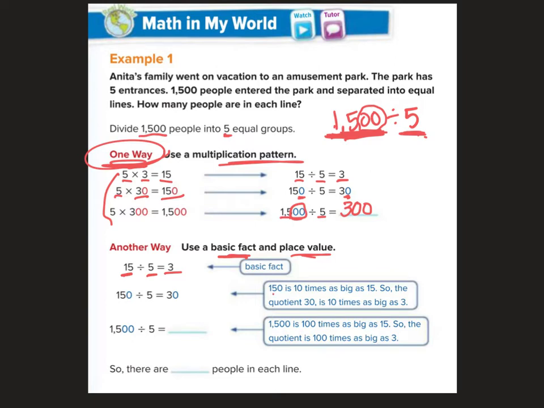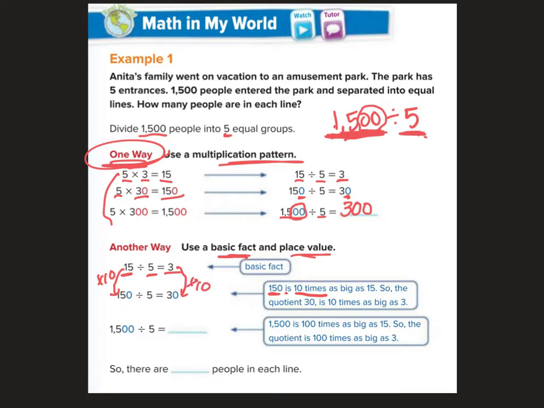Okay, 150 is 10 times as big as 15, right? When I multiply 15 by 10, I get 150. So the quotient, 30, is 10 times as big as 3, right? So here's what we did. We said, okay, well, if I multiply this side by 10, then I need to multiply my answer by 10.